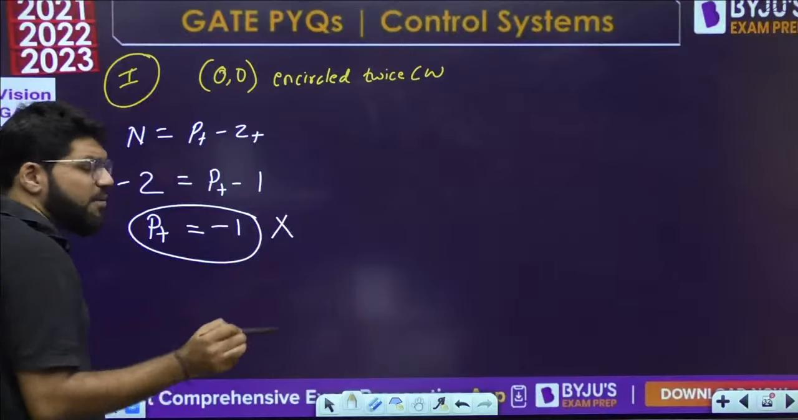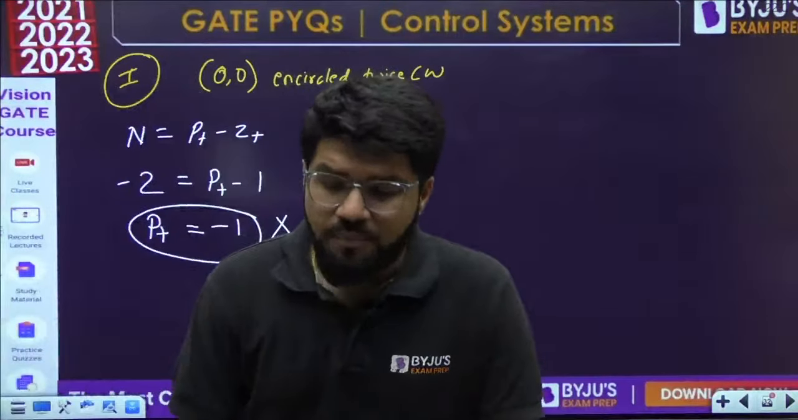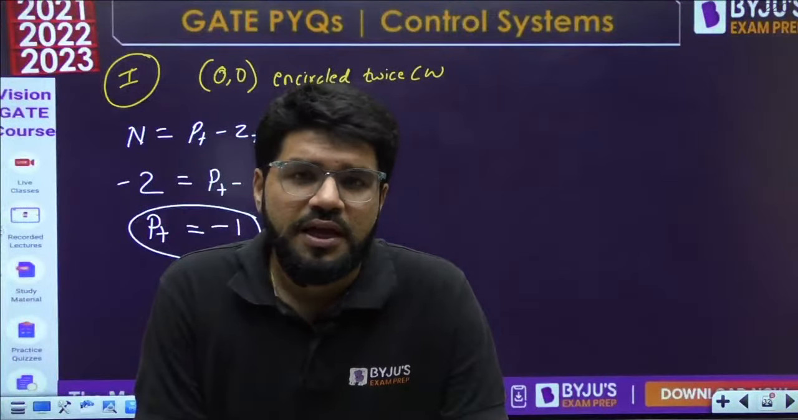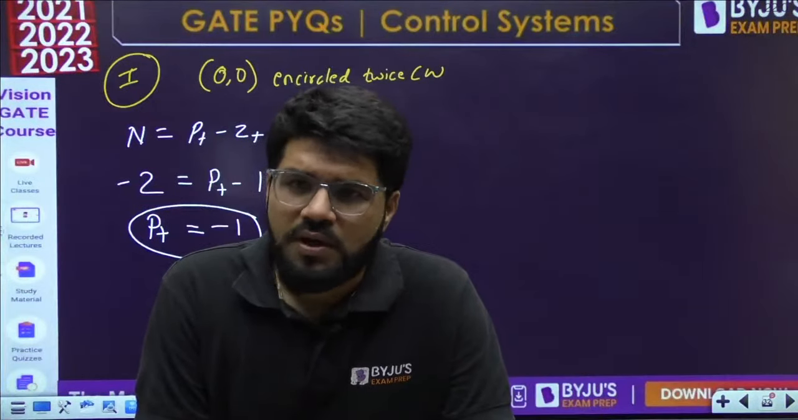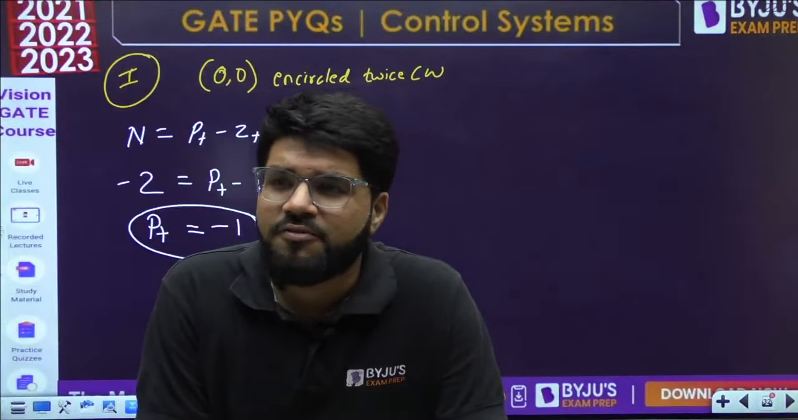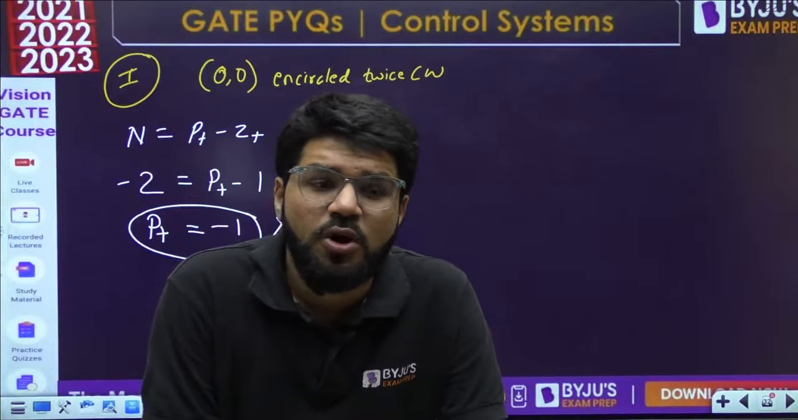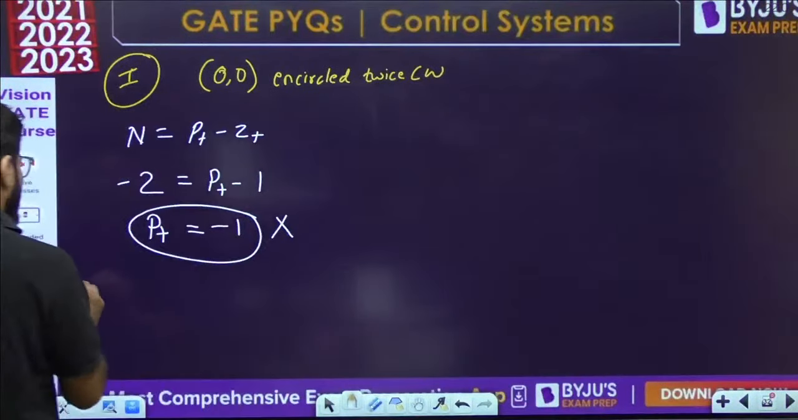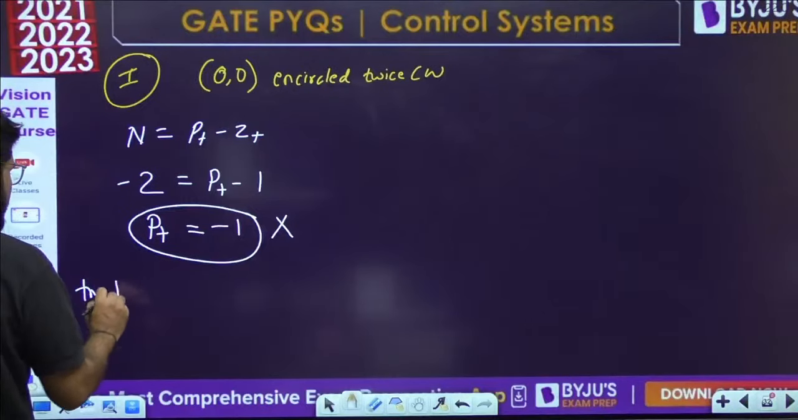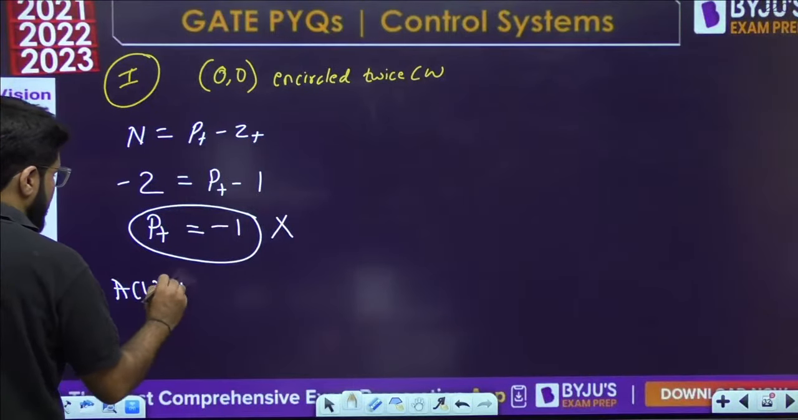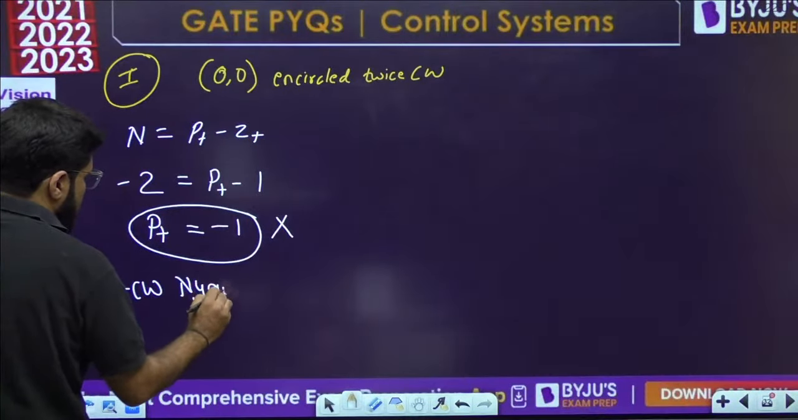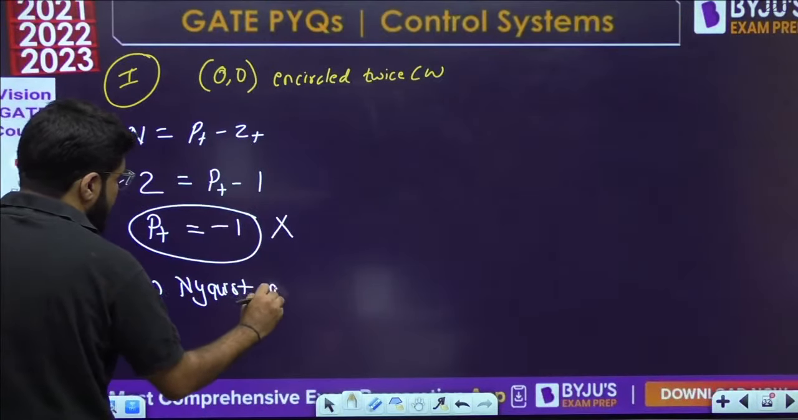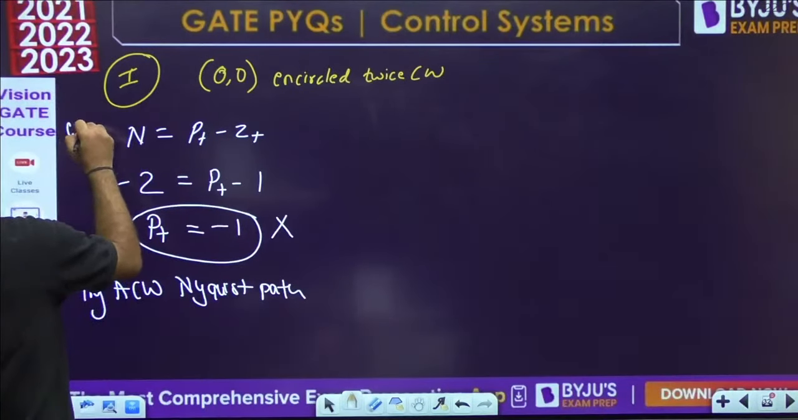And P plus or Z plus, these are all counts. Number of poles or number of zeros in a particular area, which may be 0. There may not be any pole or zero in the right half plane, but it cannot be negative. It may be 0 or 1. Ye count hai. So it cannot be negative. So what you have to only do is you have to try anti-clockwise Nyquist contour. Anti-clockwise Nyquist path. This was a regular assumption using the clockwise path.